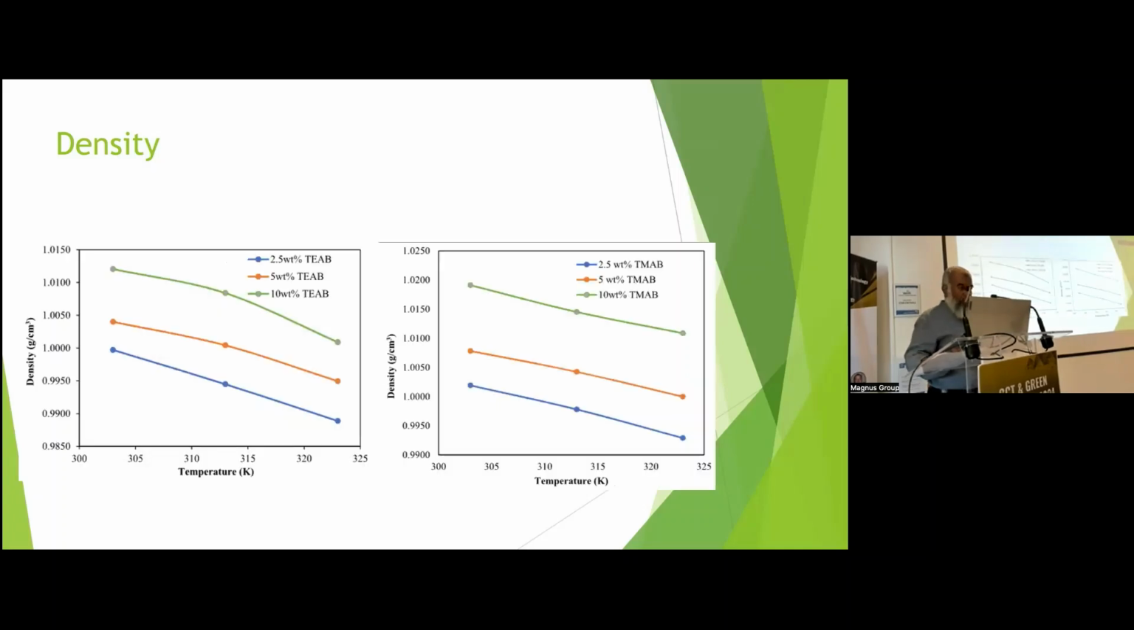And these are the results of the density at different concentrations of TEAB and TMAB, for different concentrations at 2.5, 5, and 10%, as a function of temperature, which indicates that it decreases with an increasing temperature.